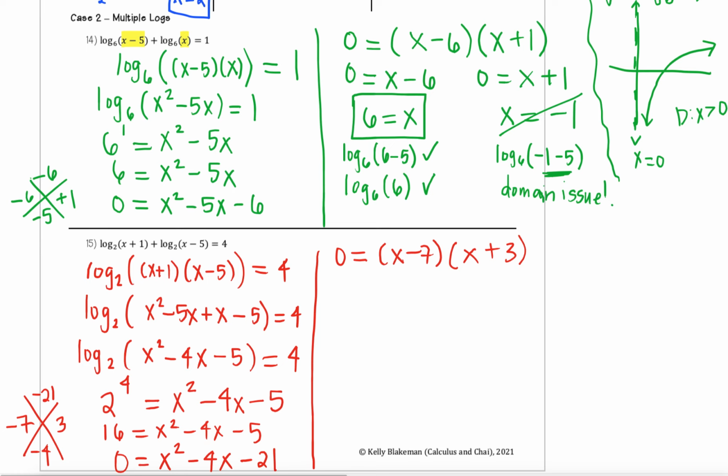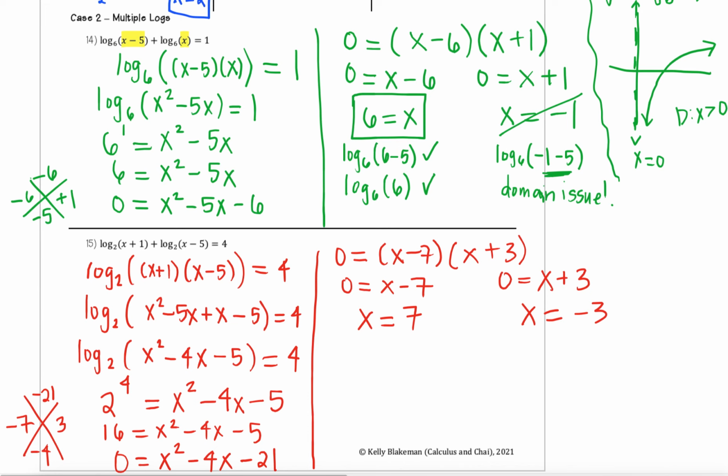From here, now that it's in factored form, we can use the zero product property and split this apart and set each factor to 0. So we get x minus 7 equals 0 and x plus 3 equals 0. Solving each one of these for x, we end up with two potential solutions, x equals 7 as well as x equals negative 3. Now since we had to combine logs and produced an x squared, we want to make sure that both of these are valid solutions and that none of them give us a domain issue.